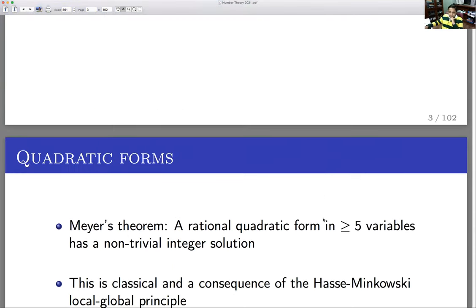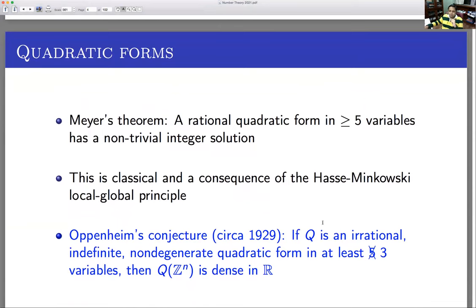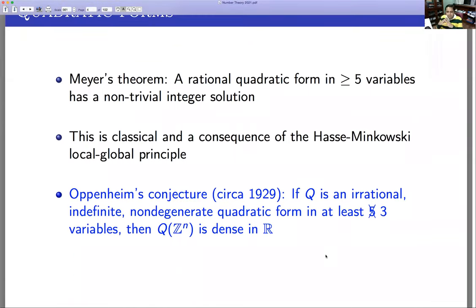Now, one can wonder what happens if you look at quadratic forms which are not rational. This was looked at by a British mathematician called Oppenheim, and he made the following conjecture. Initially, let's take a quadratic form which is not a multiple of an integer form. We'll call such a quadratic form irrational, and let's assume that it's indefinite and non-degenerate. He was trying to match it with Meyer's theorem, and so he first conjectured this in five variables, but later it turns out that three is enough. So under these hypotheses, the conjecture was that the quadratic form takes a dense set of values at integer points.